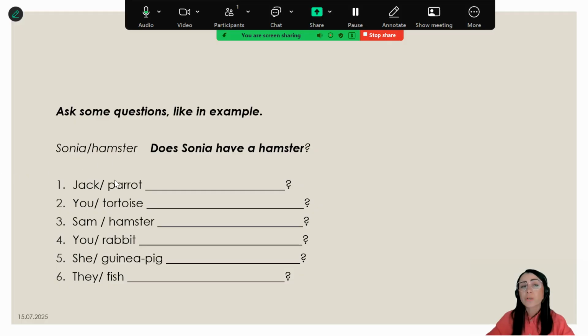Don't forget to put an article if we have a word in singular. Does Jack have a parrot? Do you have a tortoise, a hamster, a rabbit, a guinea pig? Here we don't know exactly if this is singular or plural because you know that fish, one fish and many fish will remain the same. So in the last one, you can skip the article because we don't know how many.